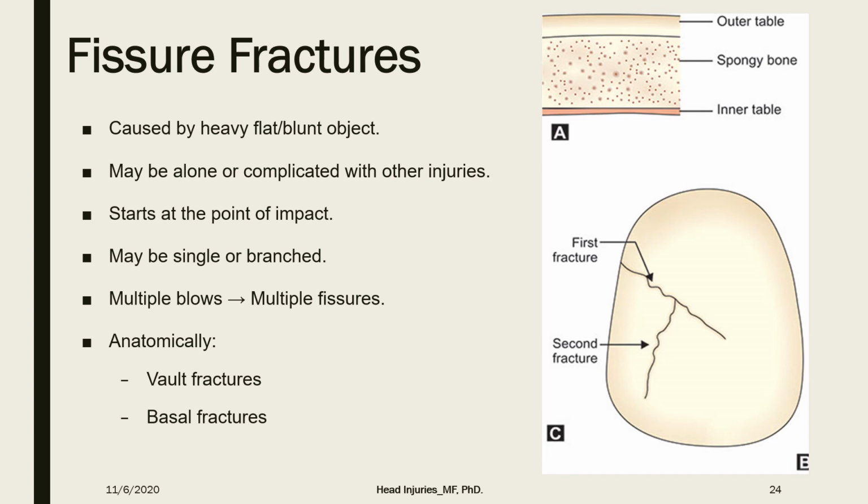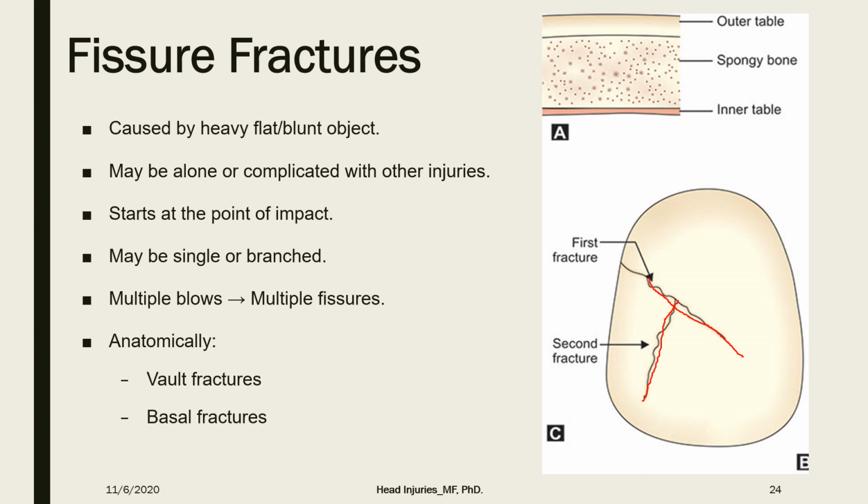Multiple blows lead to multiple fissures, and in this case we may find a complete fissure and an interrupted one. As you can see in this picture, this one is a complete fissure, and this fissure is interrupted by the other one. If we find such a finding, we know that this one, the complete fissure, happened first, and then the interrupted fissure happened next. And this will help to identify the location of the assailant, because the second fissure will be stopped by the first one and will not cross to the other side of the skull.